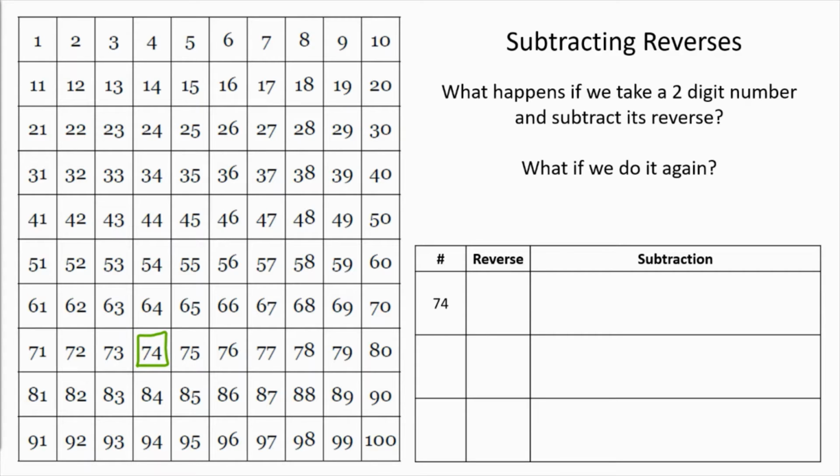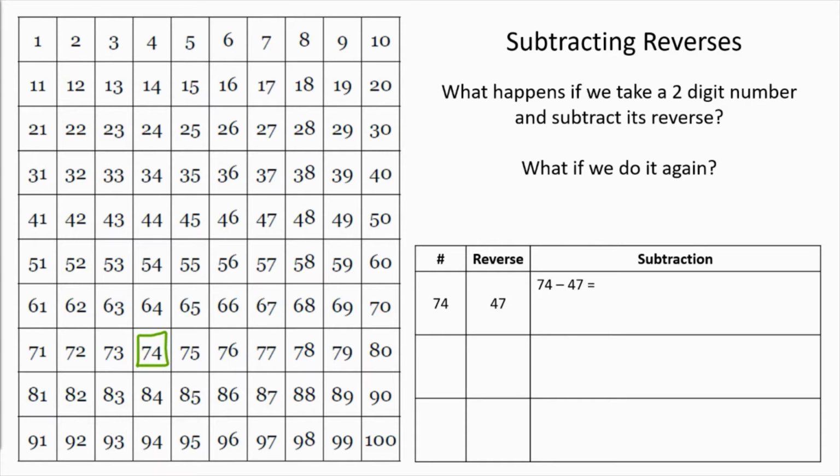Now, the reverse of 74 is just the digits switched. So instead of the 7 being in the tens place, the 7 will be in the ones place. And instead of the 4 being in the ones place, the 4 is in the tens place. The reverse of 74 is 47. Now, I'm going to subtract the reverse from the original number.